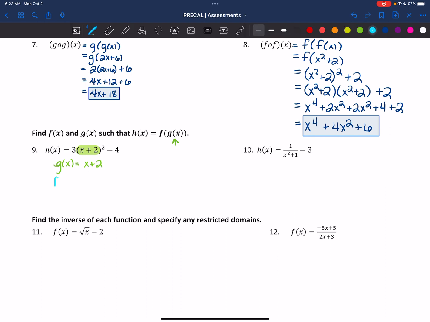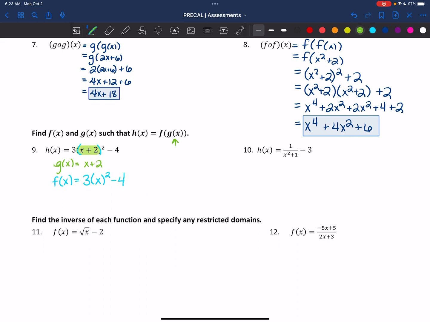then f is going to be everything around that, the outside of that. 3, and then that quantity, we would call it just x, because it's before we plug in g into that spot. So it'd be 3x squared minus 4. And you don't have to put this in parentheses. It's just sometimes helpful to do that so that you can see that that is this part right here, where the g has been plugged in.